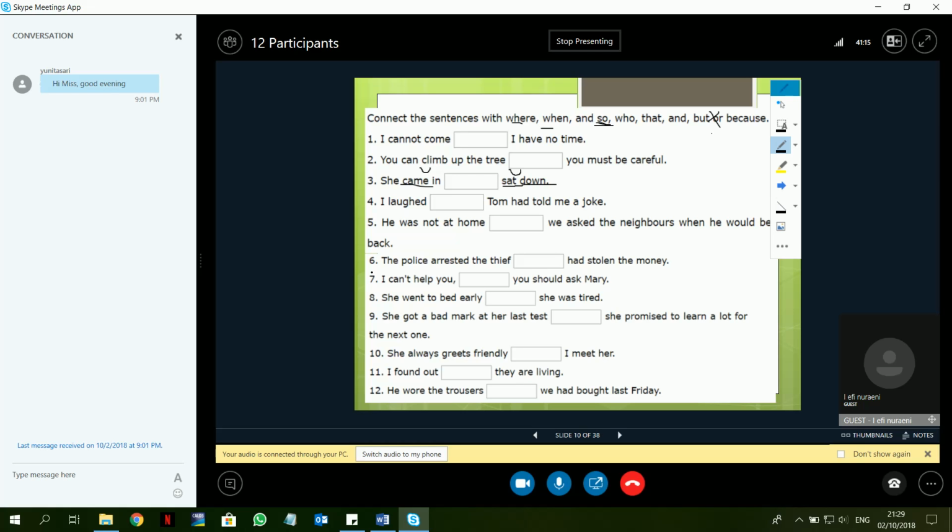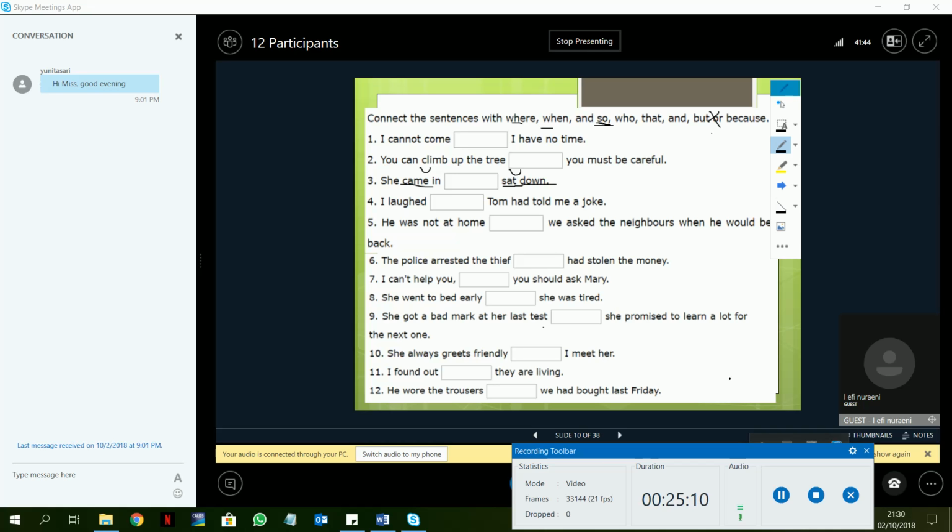Lihat kan ini ada kayak contrast. She got a bad mark at her last test, but she promised to learn a lot for the next one. Yang benar adalah but. Number 10. She always greets friendly, blah blah blah. I meet her. Kira-kira apa? When? Next, number 11. I found out, blah blah blah, they are leaving. Where they're living. 12, the last one for this section because I have so many questions. Here were the trousers, blah blah blah, we had bought last Friday. That, okay, very good.